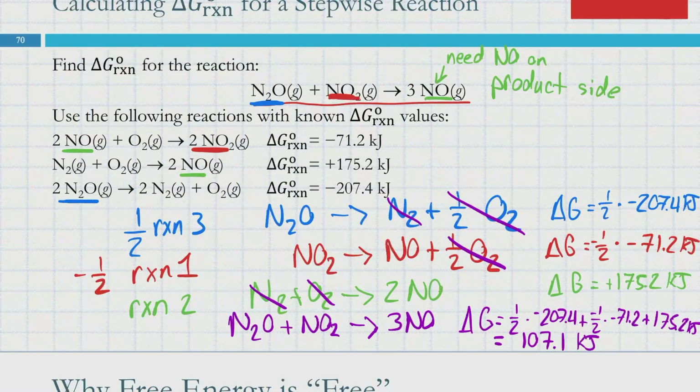Questions? How did the 1/2 O2 and the O2 cancel out? We've got 2 1/2 O2s. So I just added those up to make it 1 O2.